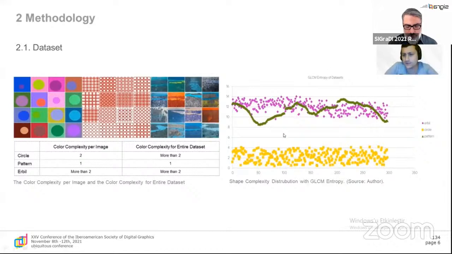For the shape complexity, I use the gray level co-occurrence matrix, which is a common method to analyze the textural information of the images. Here we can see the gray level co-occurrence matrix entropies of the data sets and their distribution per image. We can see that the pattern data set has a regular distribution, while the Ergüt data set has the highest value for the entropy, while the circle data set has the lowest entropy level.